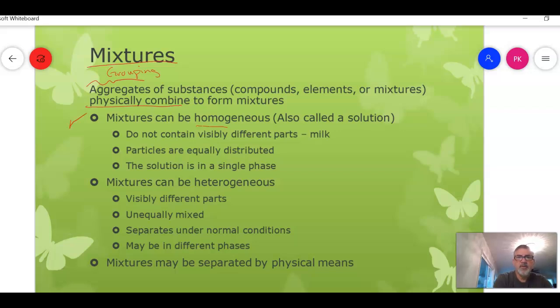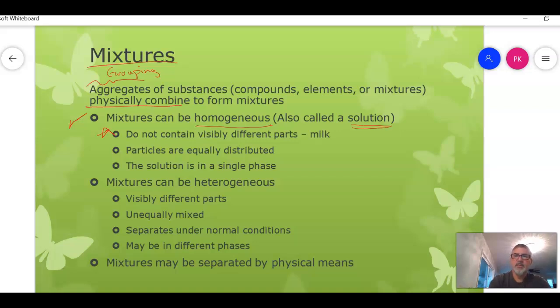Mixtures could be homogeneous, right? So homogeneous has a couple things. Do not contain visibly different parts. So if you think about a cup of milk, it contains all these proteins and fat molecules and all this stuff just kind of floating around. Some bacteria in there, right? But it all looks like the same thing, right? That's called homogeneous, also called a solution.